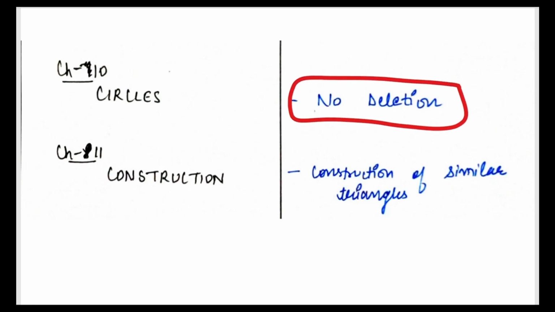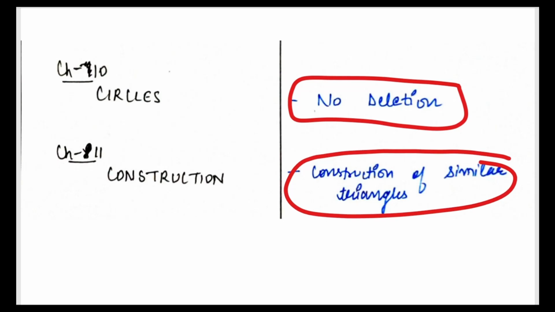In chapter 11 constructions, there were two important constructions of the circle and similar triangles. The construction of similar triangles is removed. You don't have to do that. You will find these questions in exercise 11.1. You don't have to do these questions.